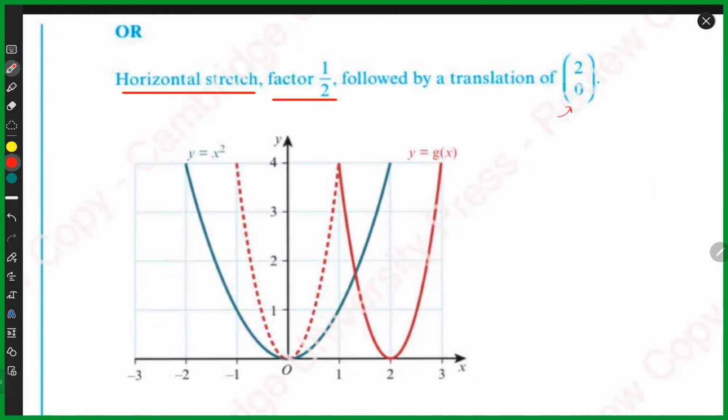There's no hard and fast rule of writing it down this way, but yes, this has 1 mark, this has another mark, and this has the 3rd mark. Or let's say if this entire question was for 2 marks, then you need to answer all the important things for stretch, and then you would get that mark. And for translation, it's just the name and it is the translation vector.